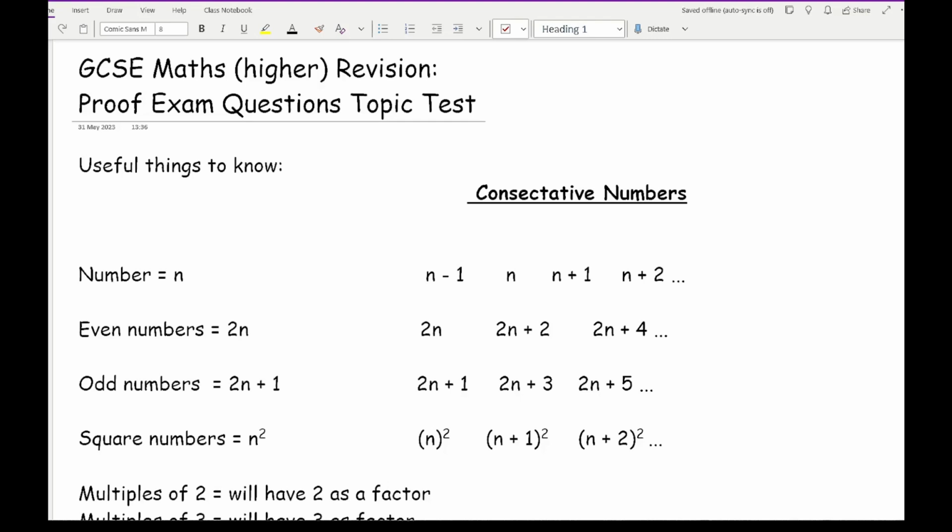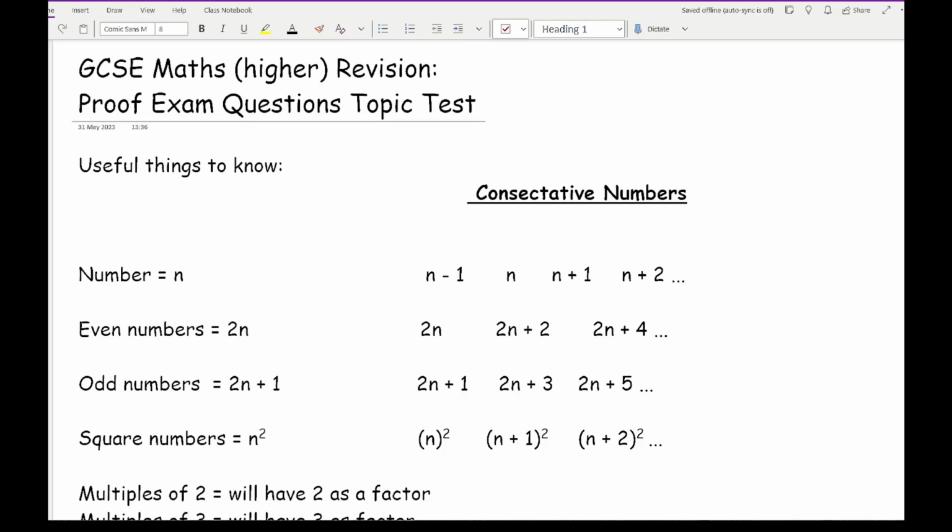Now with proof questions, what you want to do is be very general. You want to be very universal in your explanation. So if you are picking particular numbers, the proof may only work for the numbers you've chosen. So ideally what you want to do is represent a number with a letter, which therefore represents any number. So typically we tend to use, with algebraic proof, the letter n, which represents number.